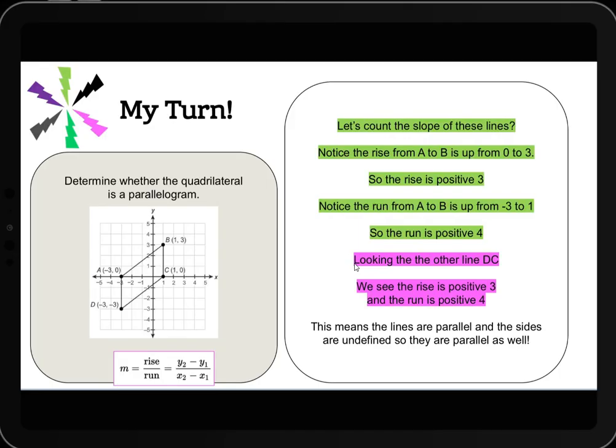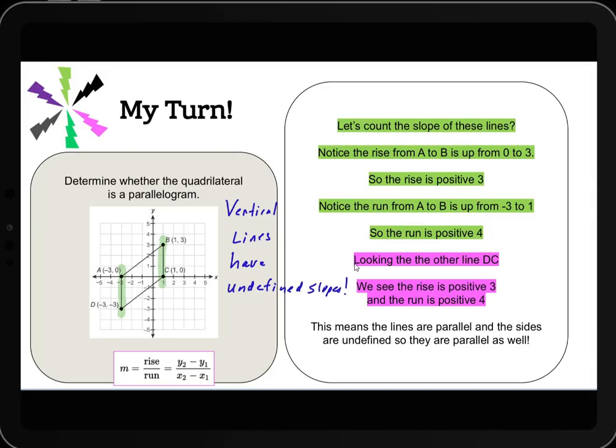I want to draw your attention first to the segments BC and AD. BC and AD are vertical lines. It's important to note that for vertical lines, the vertical lines have undefined slopes.